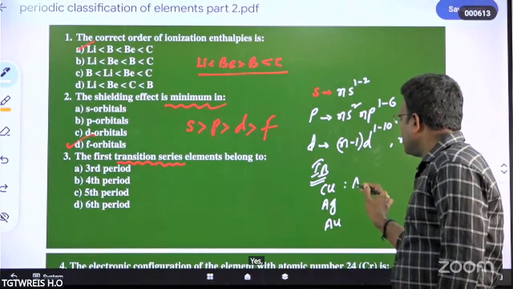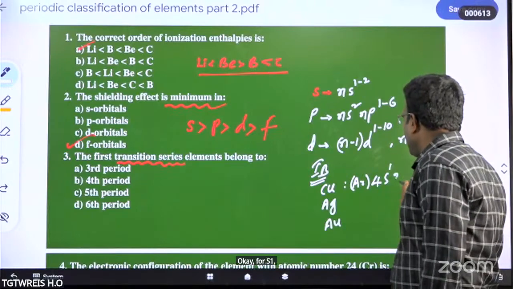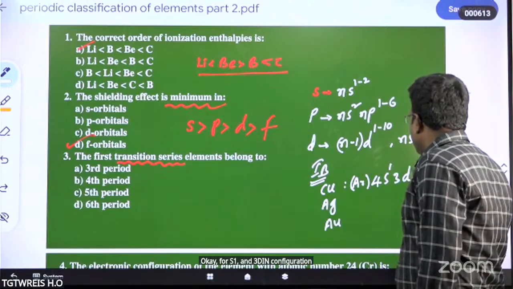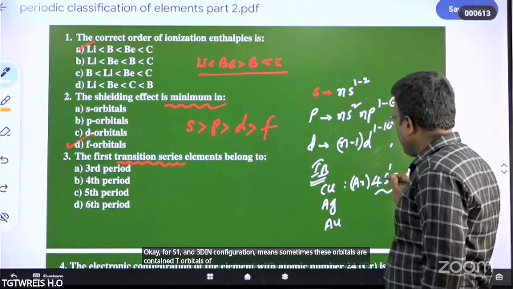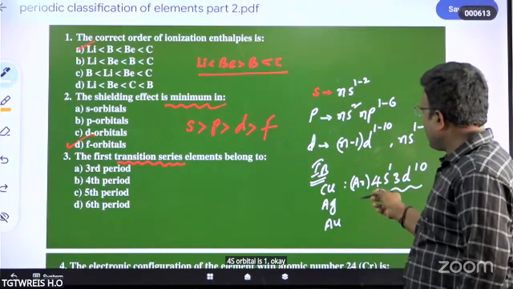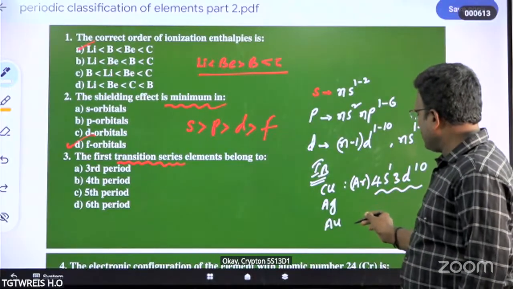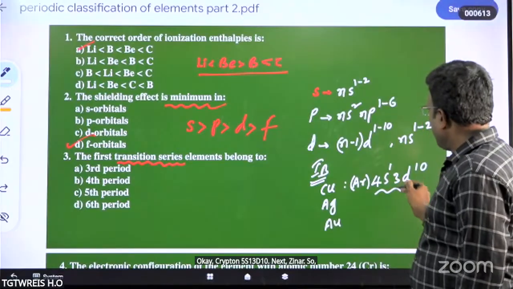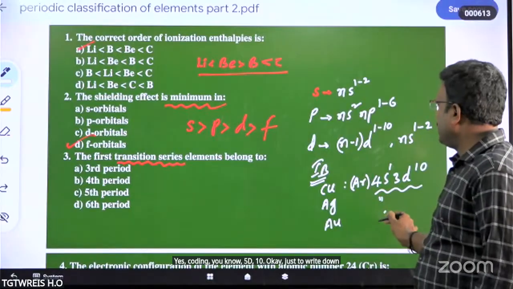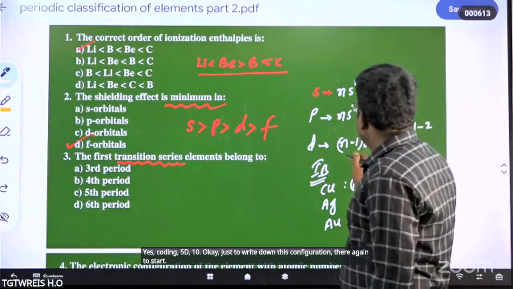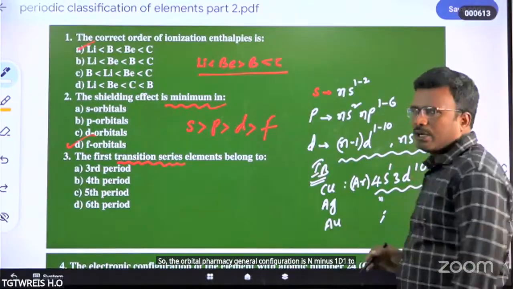For example, this is argon, 4s1 and 3d10 configuration, meaning the 3d orbital is full and the 4s orbital has 1. Next is krypton, 5s1 4d10, then xenon, 6s1 5d10. Just write down this configuration. So the d orbital general configuration is (n minus 1) d 1 to 10, ns 1 to 2.